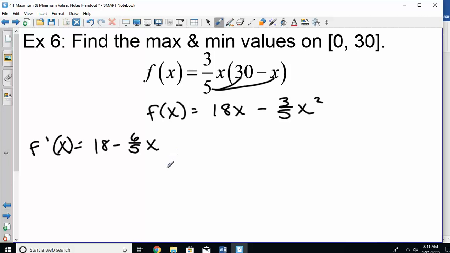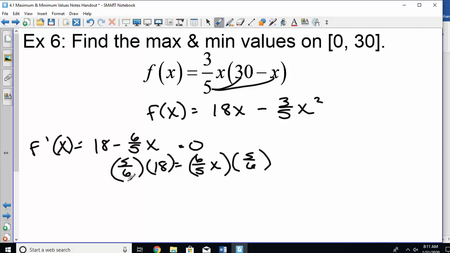Okay. Is this ever undefined? No. You have to worry about the undefined if you have, like, x in the denominator. So if you have a negative power on your x, you need to worry about that. We don't, so we just need to figure out where this is 0. So I'm going to take each side times 5/6. 18 divided by 6 is 3, times 5 will give me 15. So x equals 15. That is my critical point, and that is the only critical point we have.